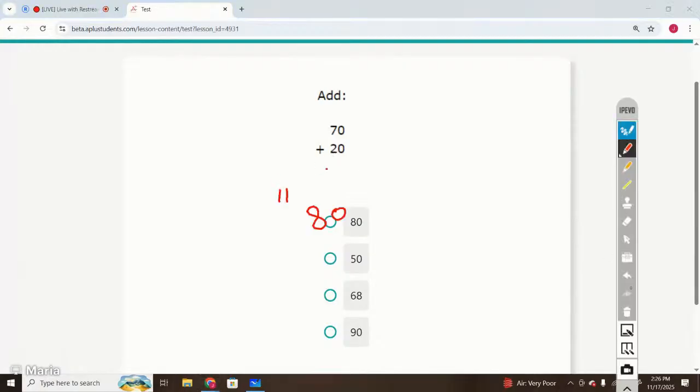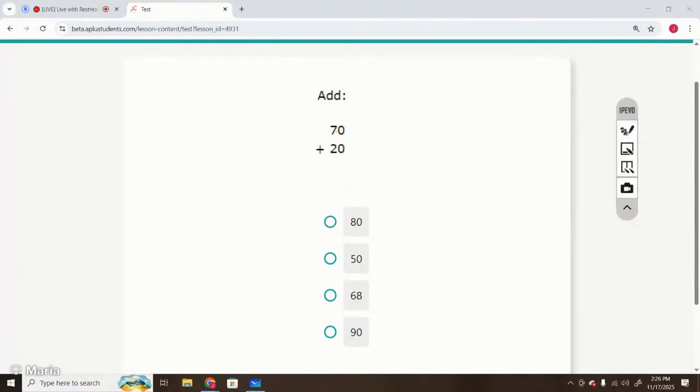70 plus 20. 0 plus 0 is 0. And 7 plus 2 is 8, 9. 7 plus 2 makes 9. So 90 it is. That is 90. Option number 4 is the correct option. So 70 plus 20 is 90.